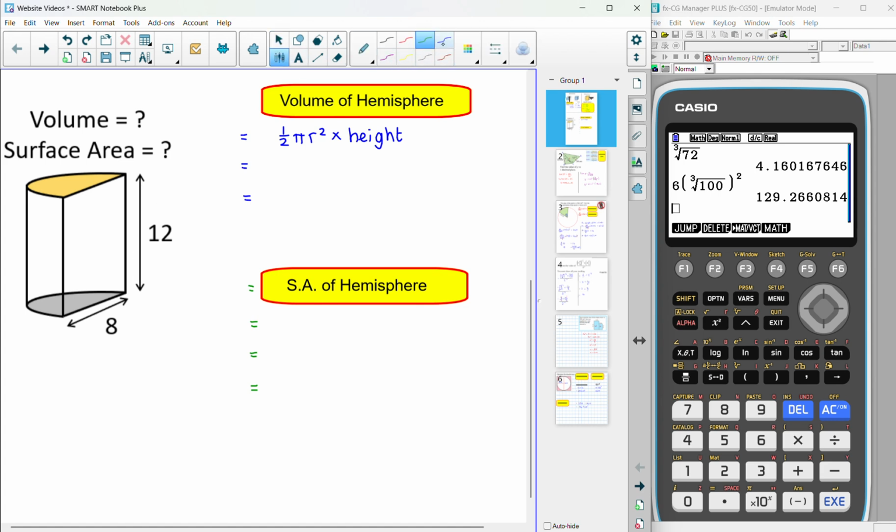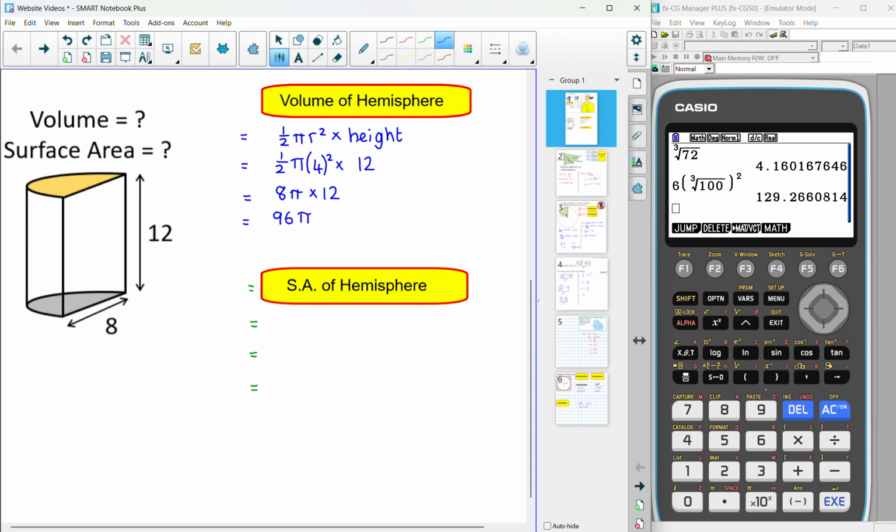So let's plug in these values in them. So you're going to get half multiplied by pi, multiplied by the radius, half of the diameter, which is 4, that would be 4 squared, multiplied by the height, which is 12. Then 4 squared is 16, half of that is going to give you 8. That would be 8 pi, multiplied by 12, which will give you 96. Which will give you 96 pi.